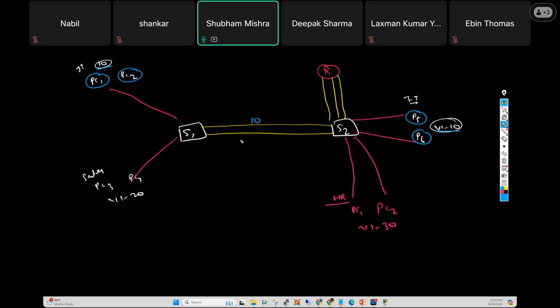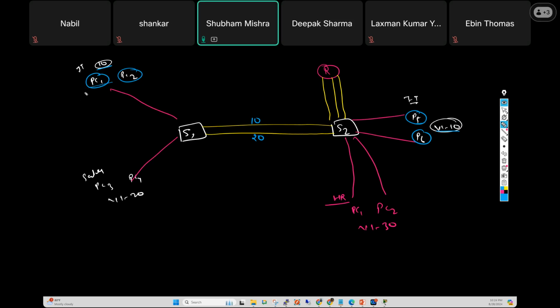And 1 link, let's suppose, what we configure. Let's suppose VLAN number 20. Clear? Understand? Okay. Now the thing is, can I make communication possible from PC1 to PC5?